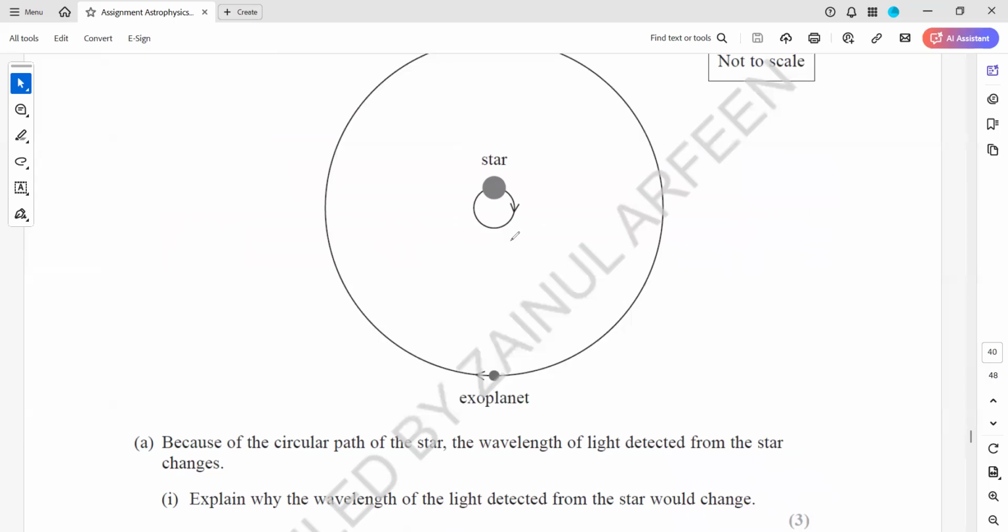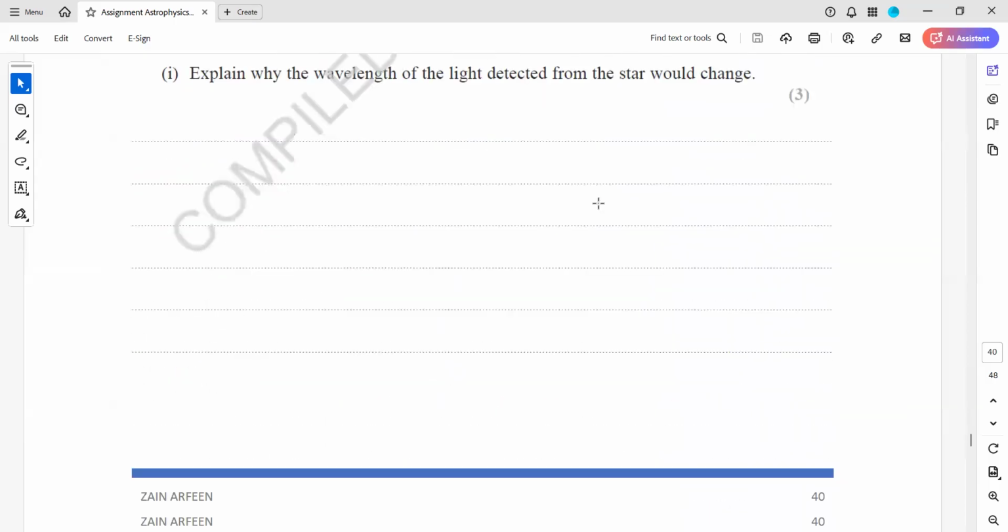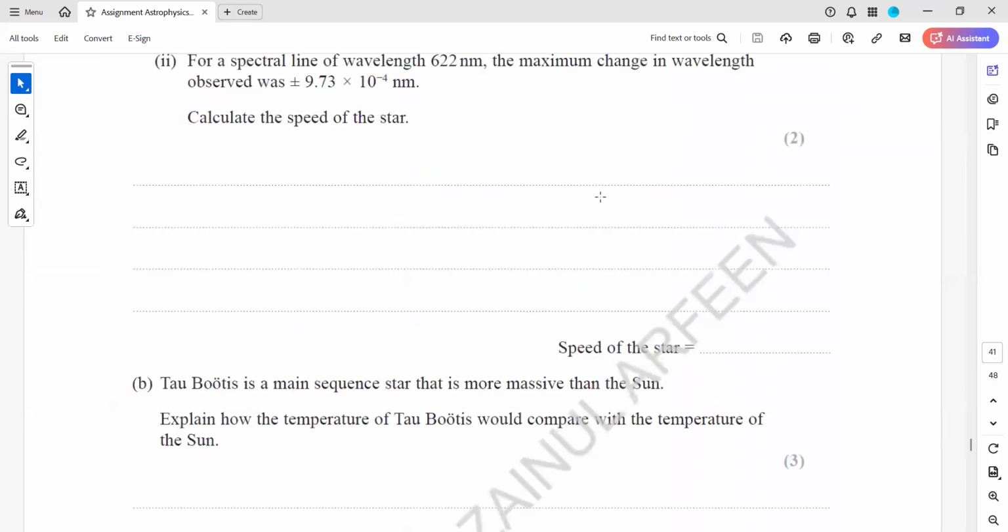So with the help of these exoplanets, we are able to determine the different stars.